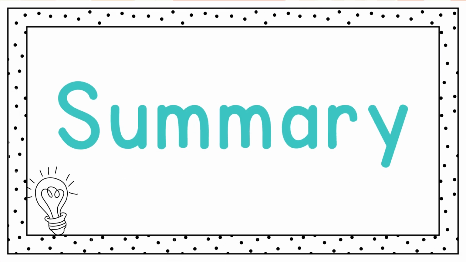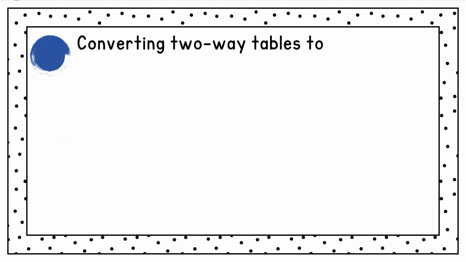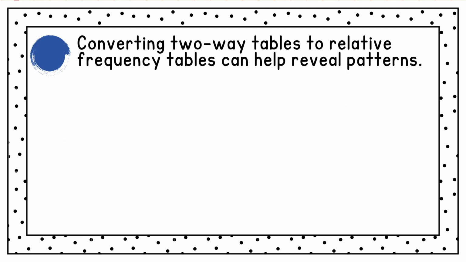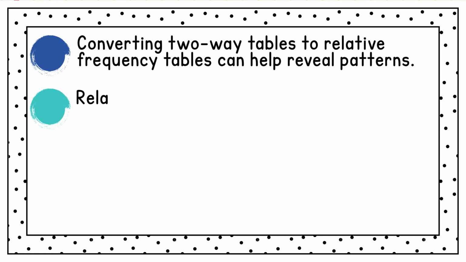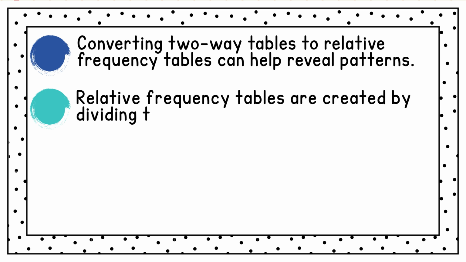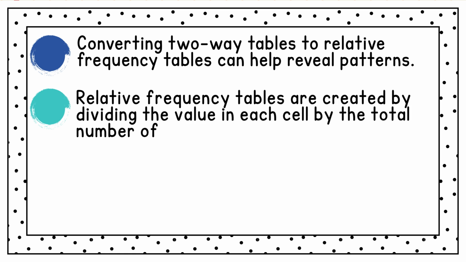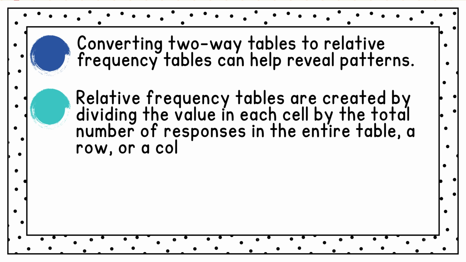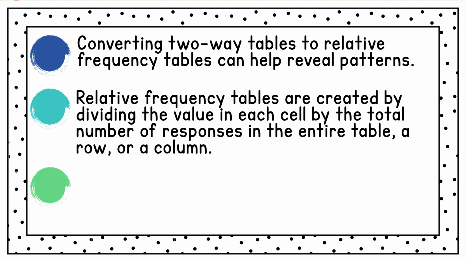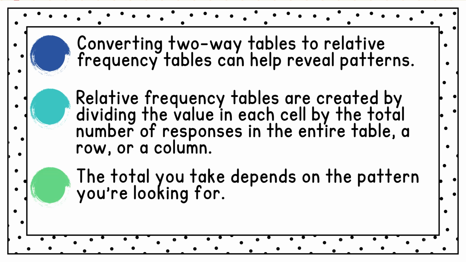To recap what we've learned, converting two-way tables to relative frequency tables can help reveal patterns. Relative frequency tables are created by dividing the value in each cell by the total number of responses in the entire table, a row, or a column. And the total we take depends on the pattern that we're looking for.